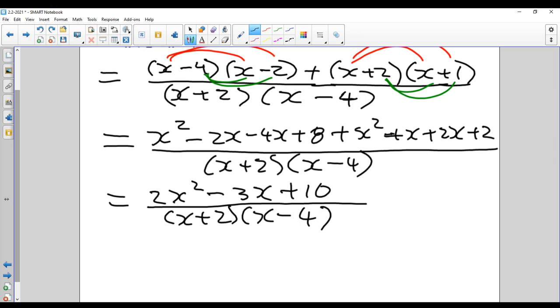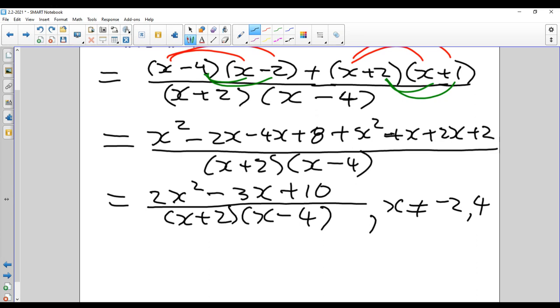Restrictions. Yes. X can't be negative 2 and x can't be 4. Two thumbs up on that. X cannot be negative 2 or 4. Those are your restrictions right there. Yes.